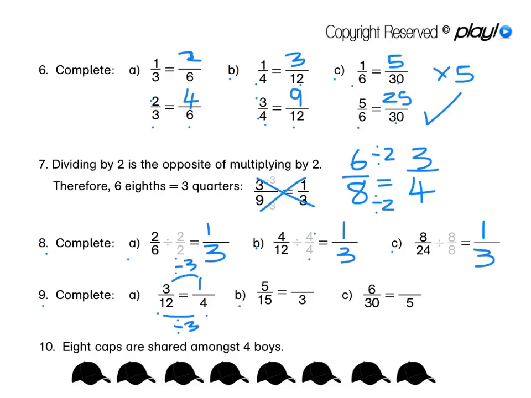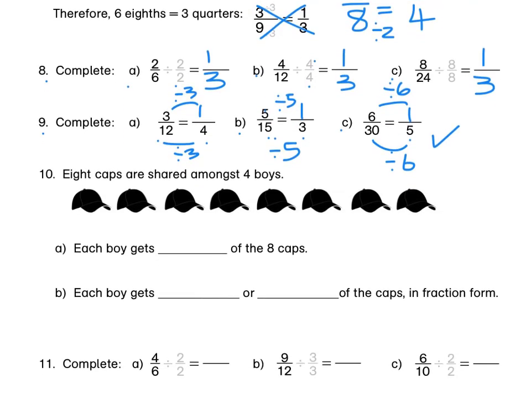For B, from 15 to 3 we divide by 5, and 5 divided by 5 at the top gives 1. So 5/15 is equal to 1/3. For C, from 30 to 5 we divide by 6, so the top we must also divide by 6 and we get 1. So the answer is 1/5. Let's move on to 10.